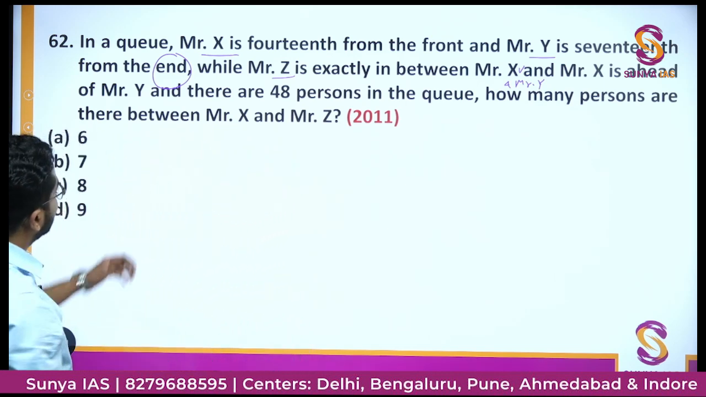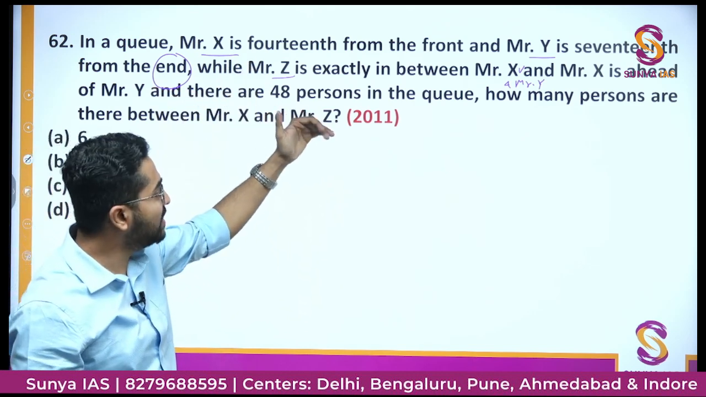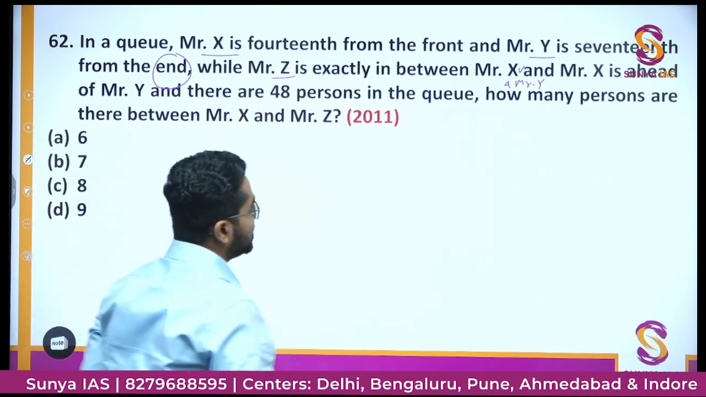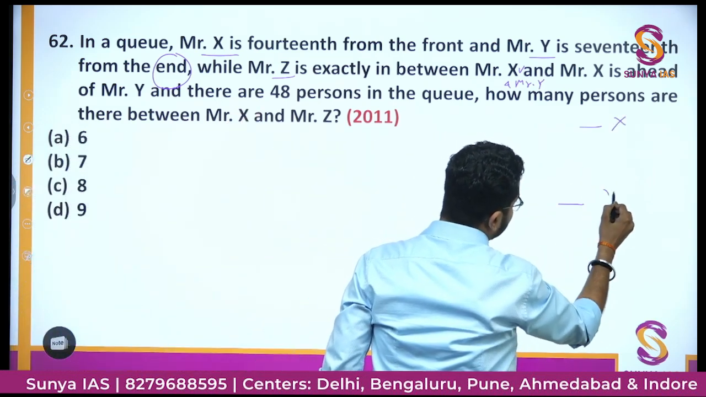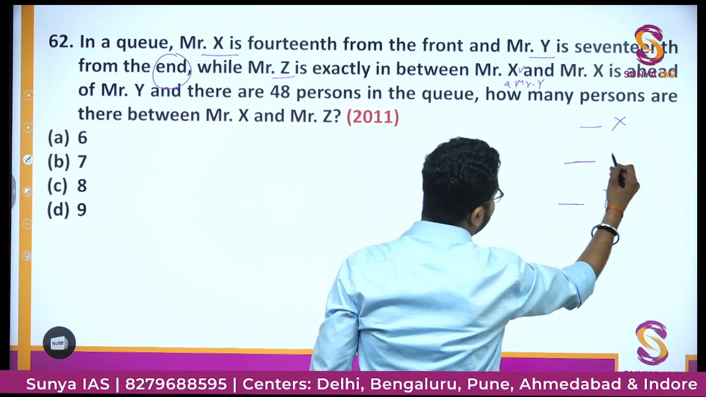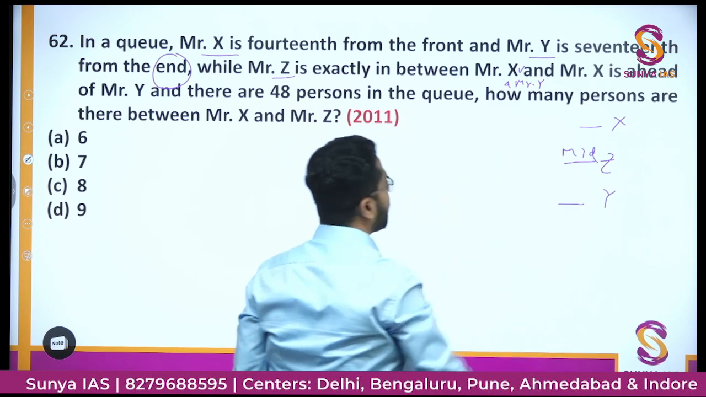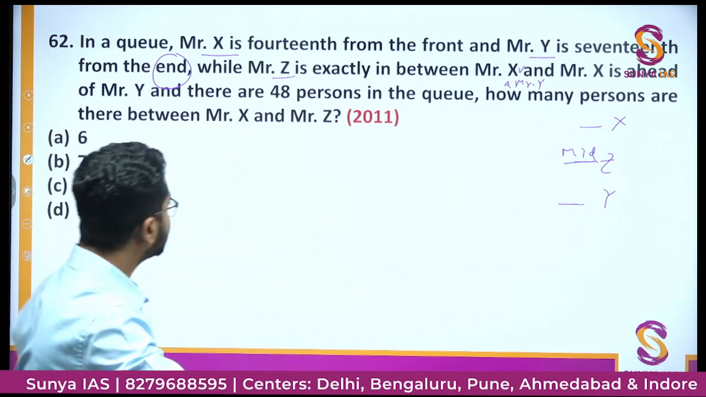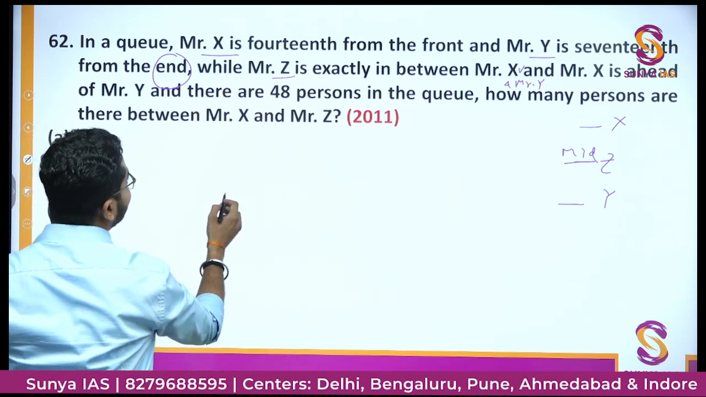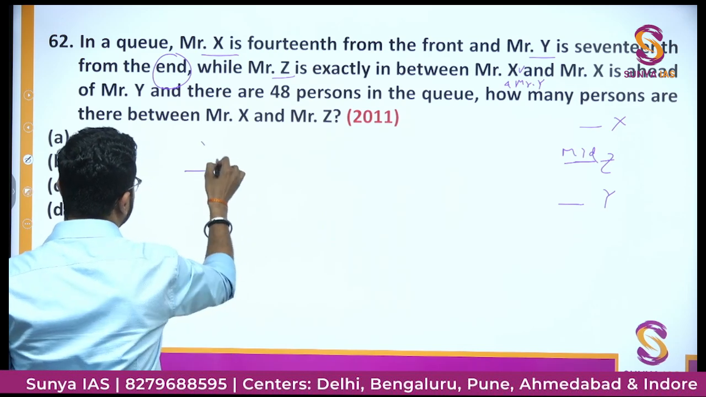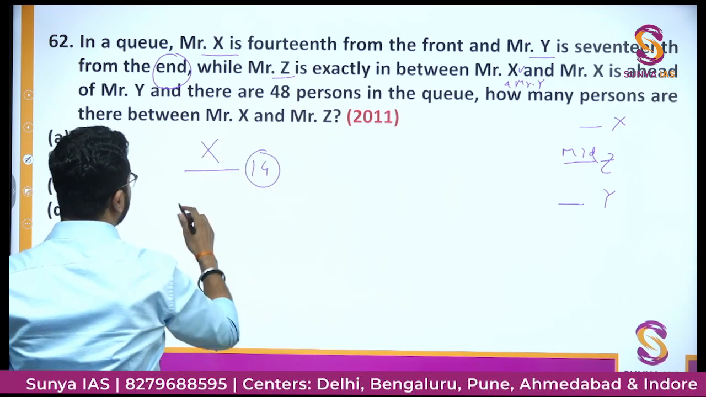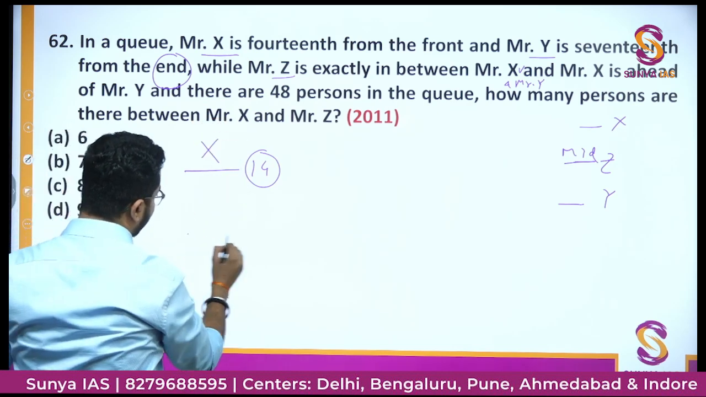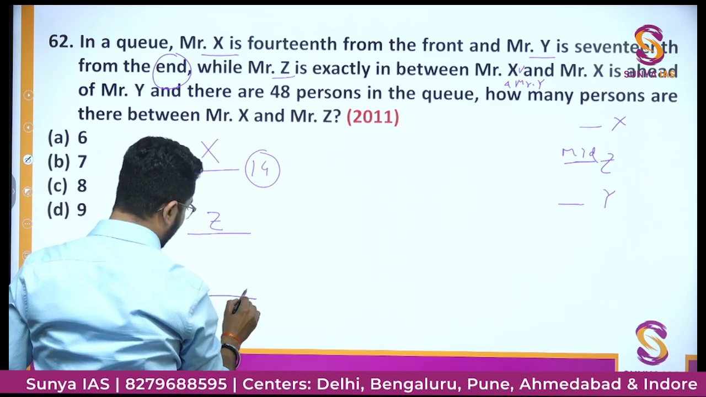So it is said that Mr. X is 14th from the front and Mr. Y is 17th from the end. Mr. Z is exactly in between X and Y. So if this is X, because this is ahead of Y, this is X, this is Y, then here this would be the midpoint, Z would be there. And how many people are there? In total there are 48 persons. So if Mr. X is 14th from the front, 1, 2, 3, 4, 5, 6, like that, he is at 14th. Here would be somewhere Mr. Z, and here it is Y.